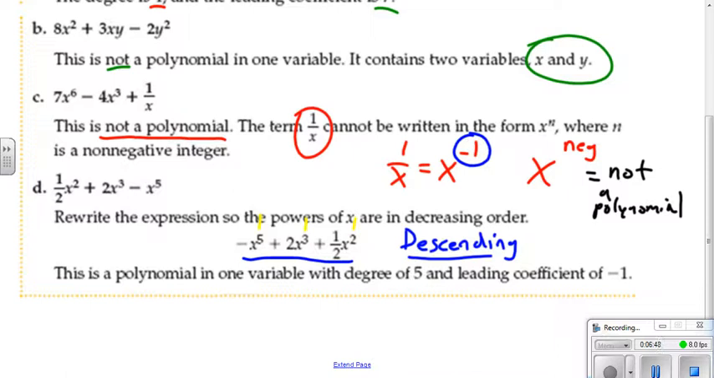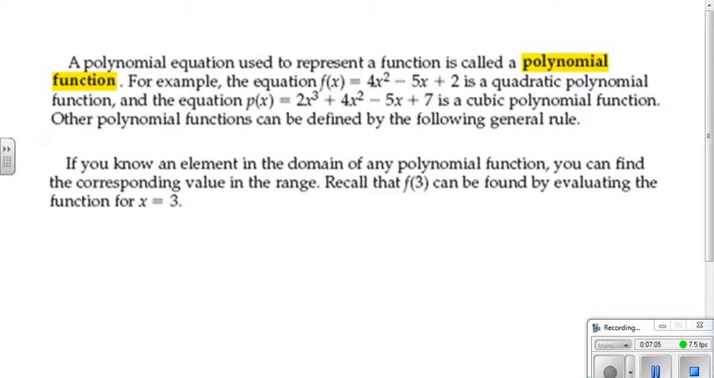5, 3, 2. It is still a polynomial, and it is in one variable, just x. The degree is 5. That's the highest power we have. And that leading coefficient, the one that is out in front here, is technically negative 1. So that's how those ones would work.